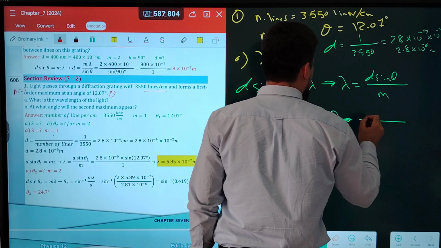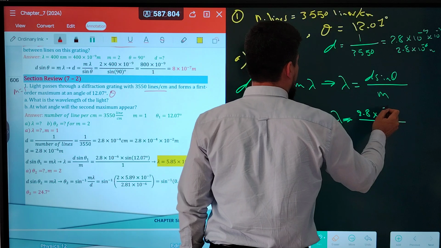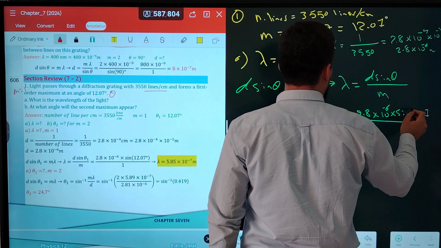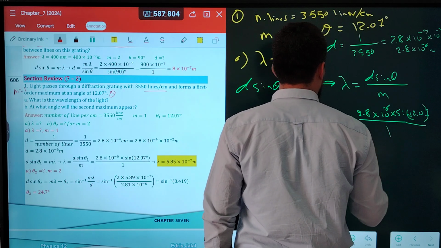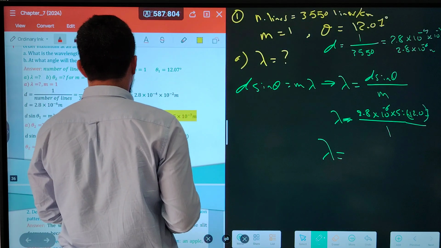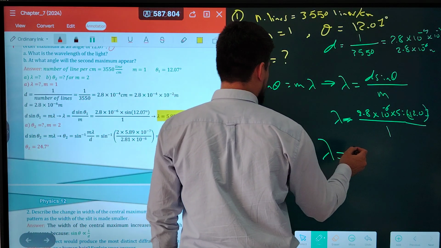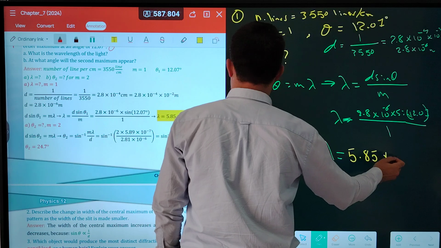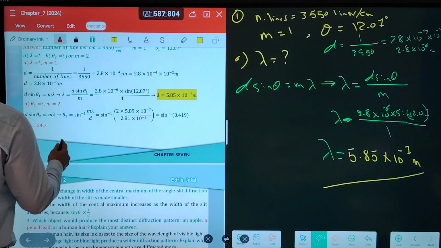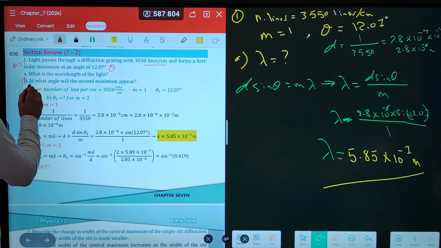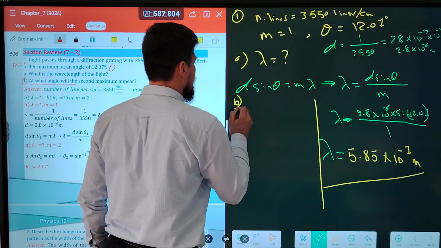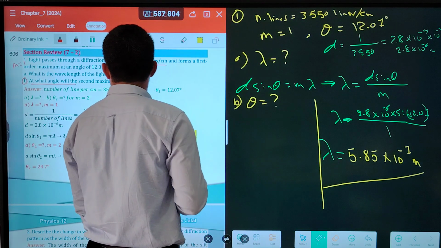Lambda is equal to what? 2.8 times 10 to the power negative 6 times sine 12.07 over m, which is equal to 1. Lambda is equal to, for branch A, 5.85 times 10 to the power negative 7 meter. This is the wavelength for this light. Question, branch B, at what angle will the second maximum appear? At what angle, in branch B, the second order?